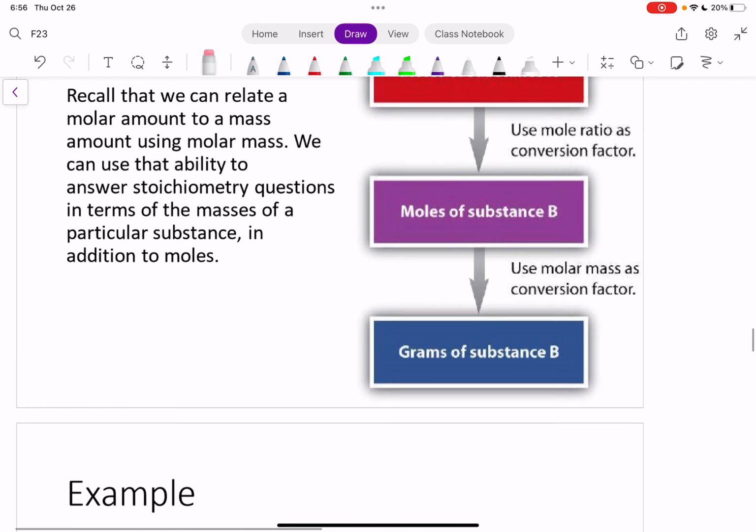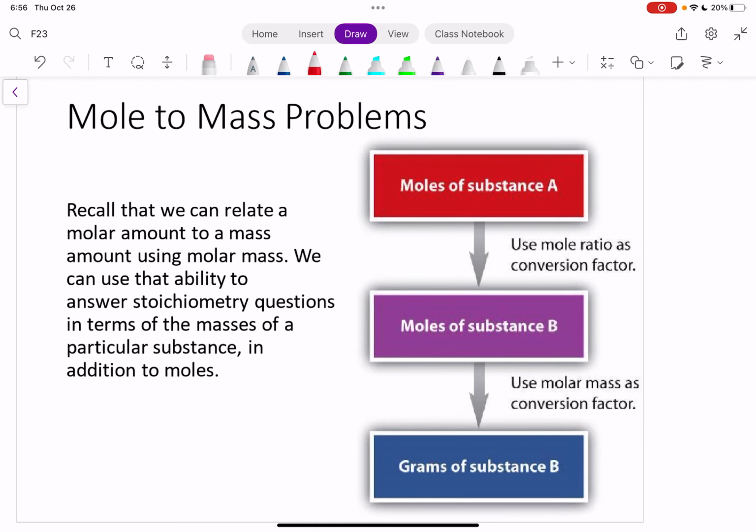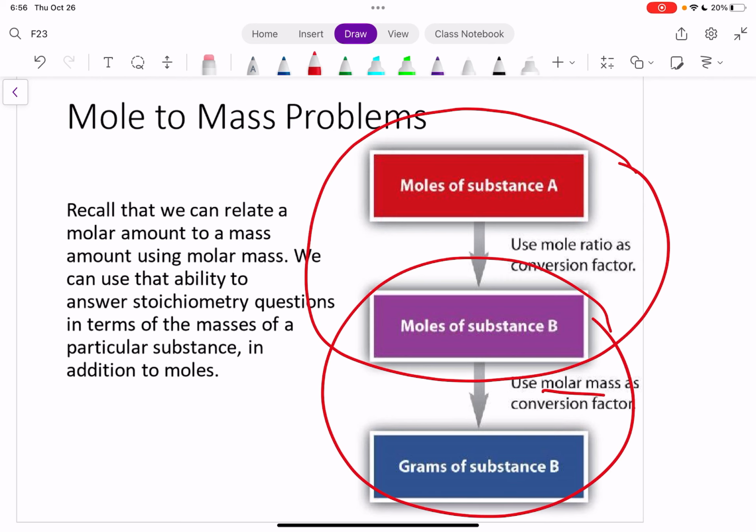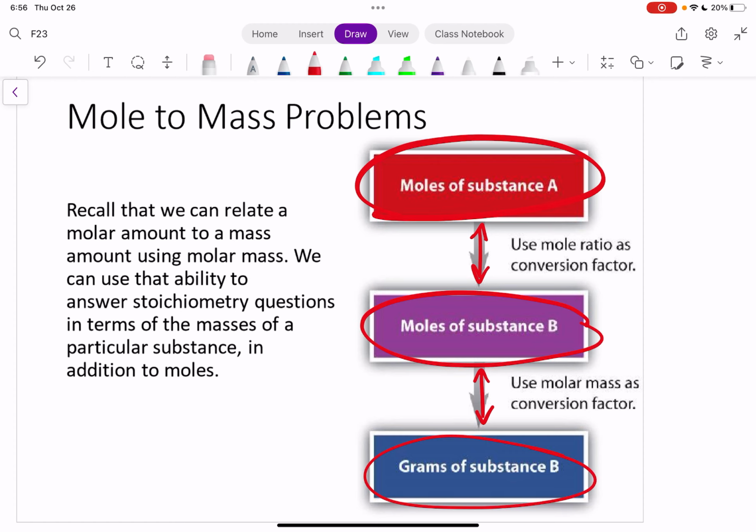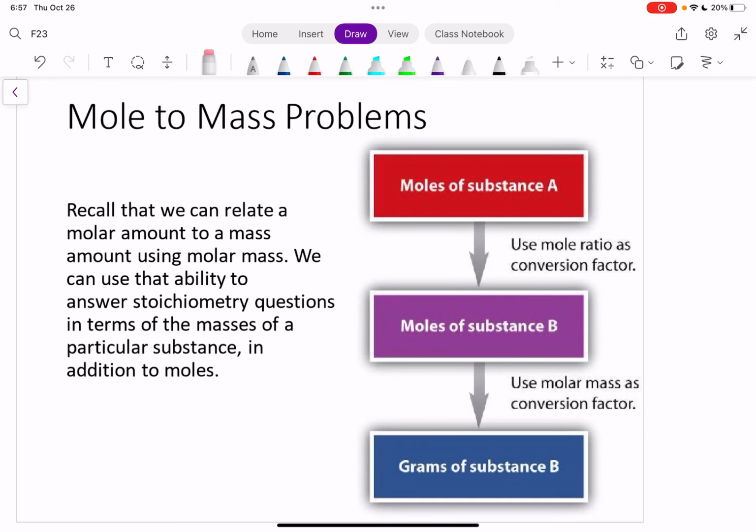So we've talked about how we go from moles of one substance to grams of one substance, right? Using the molar mass. Talked about that in the last video. And we've talked about how we go from moles of one substance to moles of another substance, right? Using the mole ratio. That's what we talked about in this video. But what if you need to go through all 3 of those steps? And you can go both ways on this, okay? What if you want to go from grams of B to moles of B to moles of A? Or moles of A to moles of B to grams of B? What if we want to do that? Well, we can.